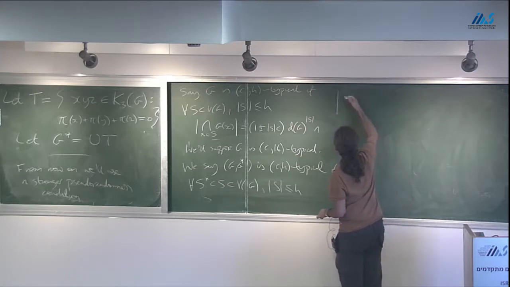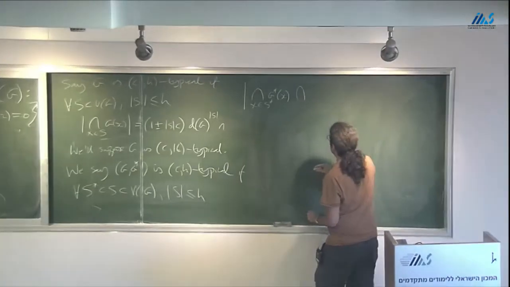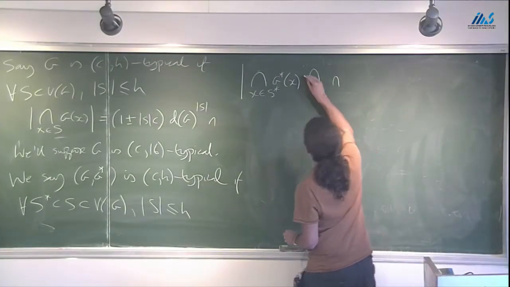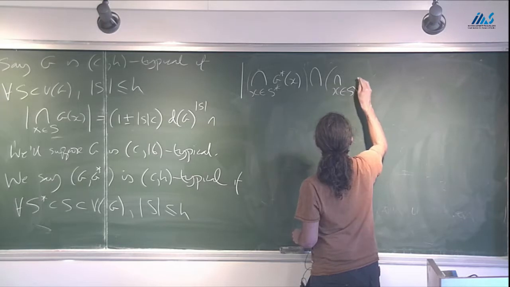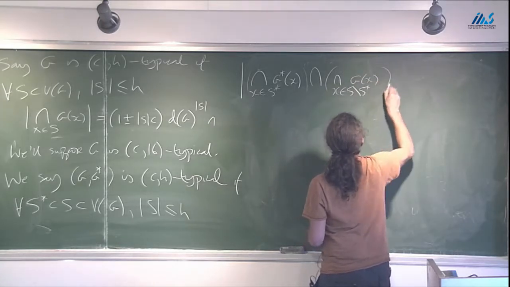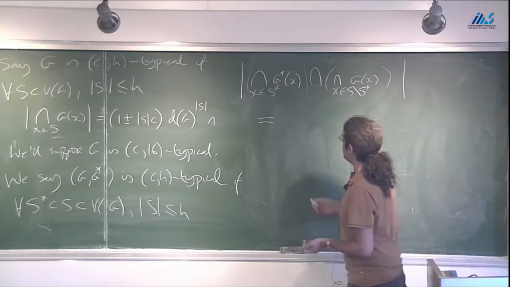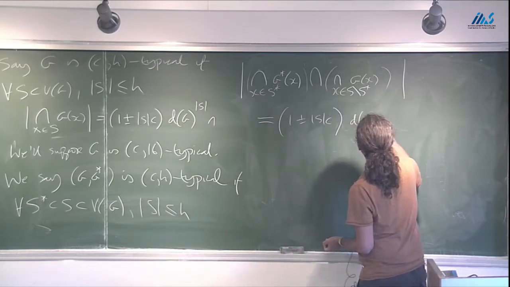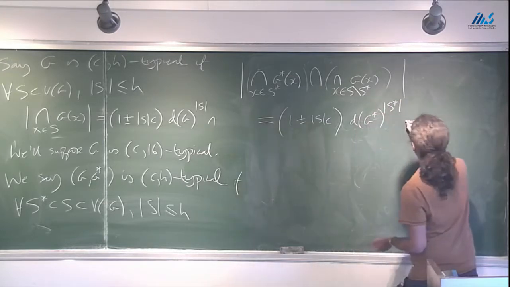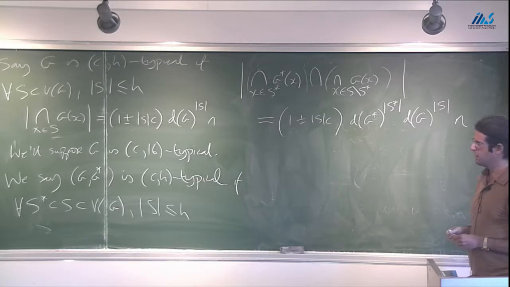So we want to look at all of the G star neighborhoods of vertices in S star and all of the G neighborhoods of vertices in S. And this is supposed to behave as if everything was random. So it's 1 plus or minus size of S times C, times density of G star to the size of S star, density of G to the size of S minus S star, times n. Thank you.